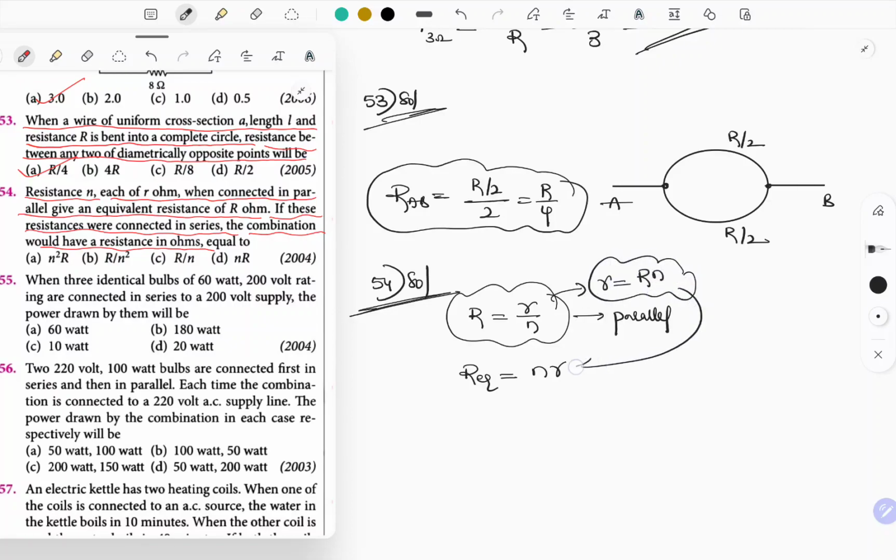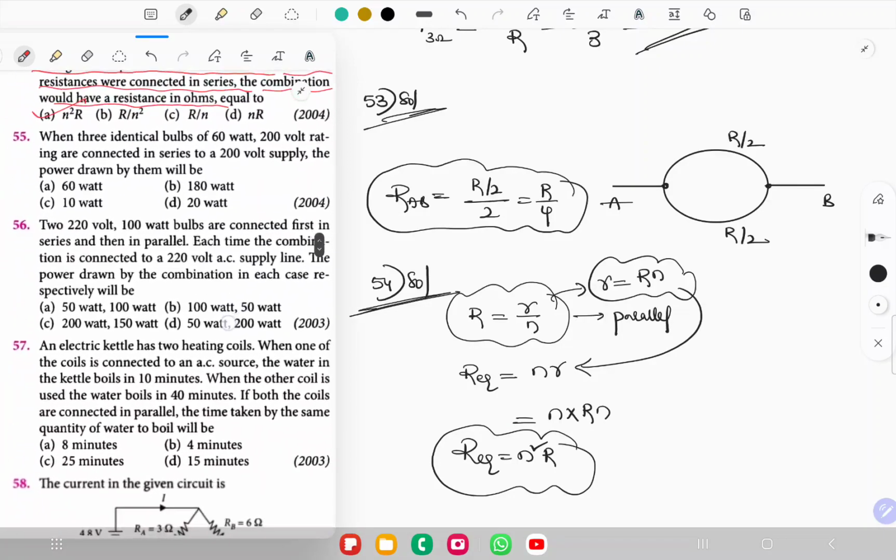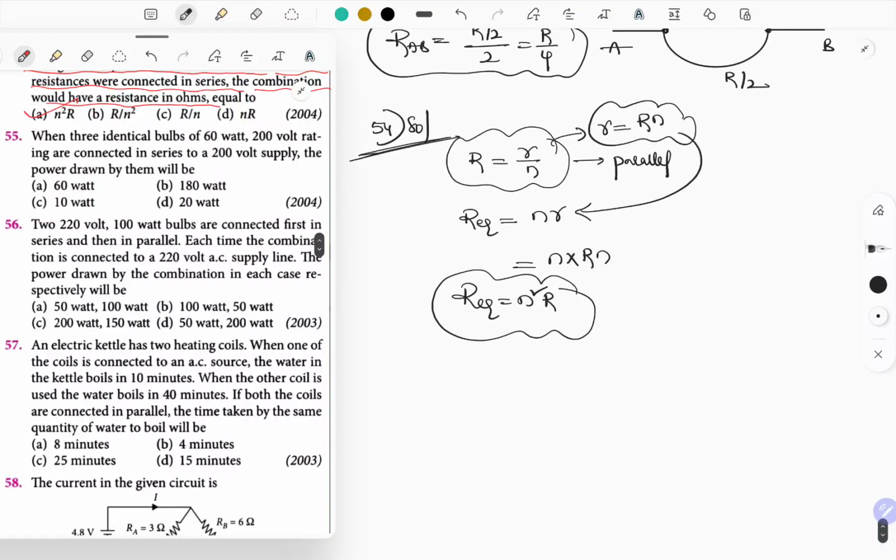So just substitute it here. So N into capital R into N. So then R equivalent is equal to N square times capital R. So which option matches? Option A is the correct answer. Understood? Next question number 55.